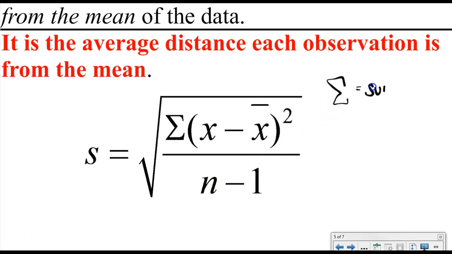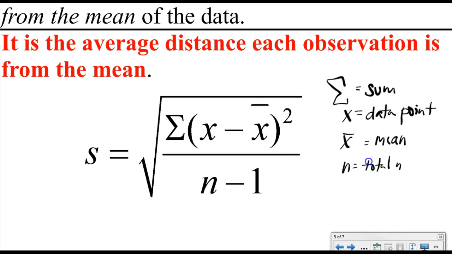So a couple key pieces here. This means sum. X is your data point you're looking at. X with a line over it is your mean. N is your total number of data points. Okay?